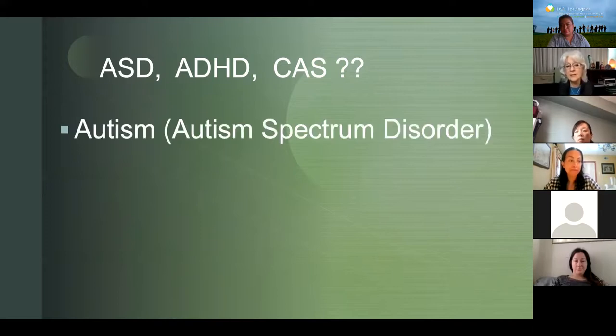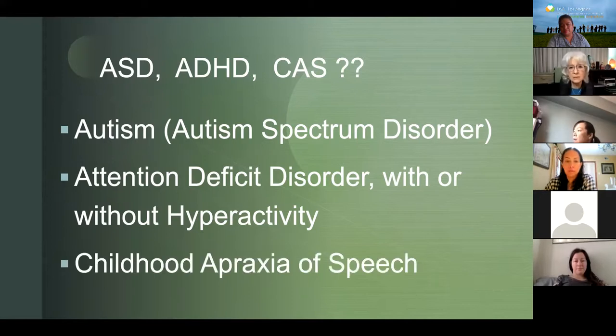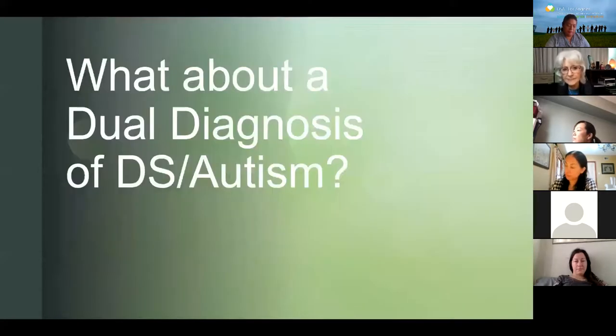So ASD or autism, anywhere on the spectrum, anywhere. Attention deficit disorder with or without the hyperactivity, and then childhood apraxia of speech. That's what I'm talking about because those are the most common. All right. So I'm gonna go into this a little bit. And part of when I'm giving tips for teaching a child with a dual diagnosis of DS-ASD, it also applies to any kid who can't focus, all right, anybody. So this kind of across the board, I think it's useful just to go over this with you.